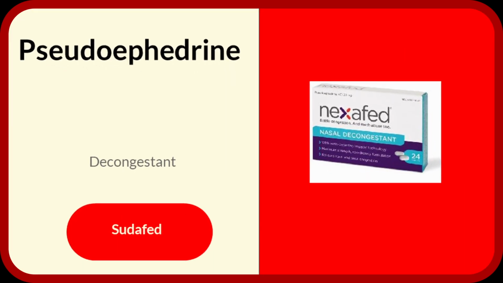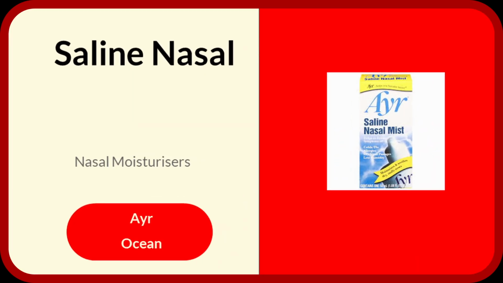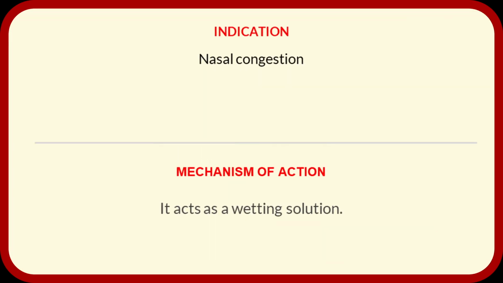Pseudoephedrine, with the brand name Sudafed, is used for nasal congestion. It works by stimulating alpha-adrenergic receptors of the respiratory mucosa, causing vasoconstriction, and also stimulates beta-adrenergic receptors, causing bronchial relaxation. And for nasal moisturizers, saline nasal, with brand names like Ayr or Ocean, is used for nasal congestion. It simply acts as a wetting solution.